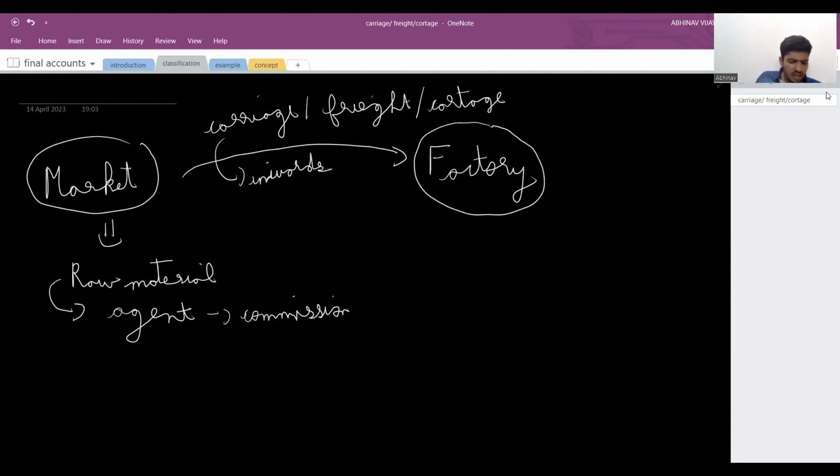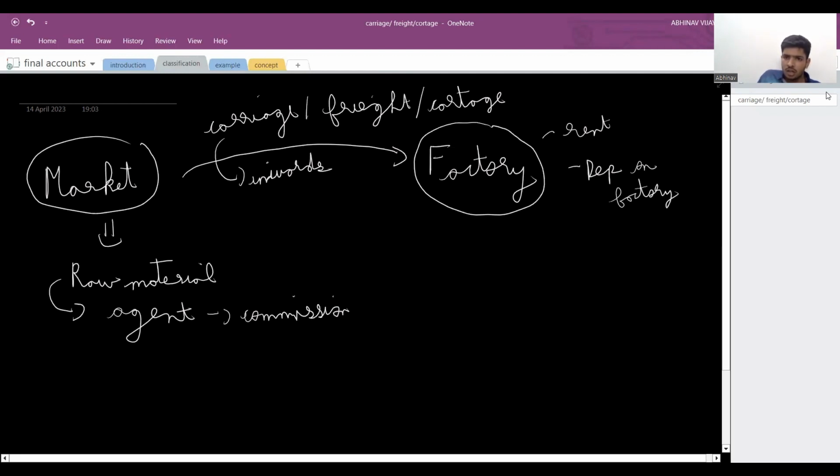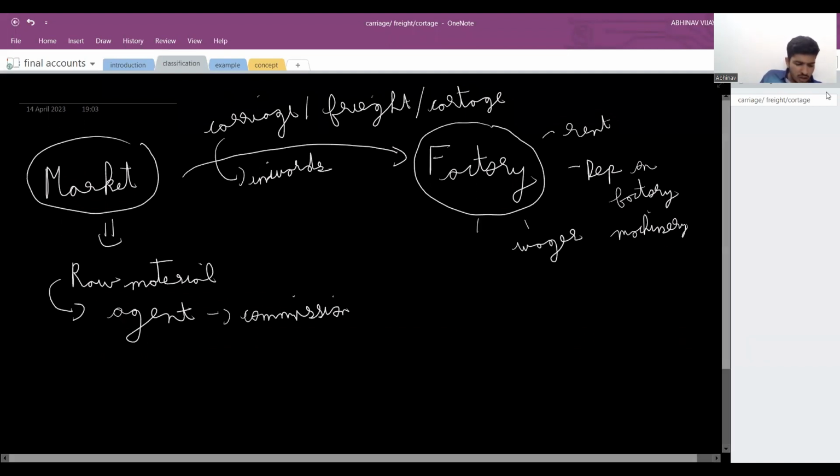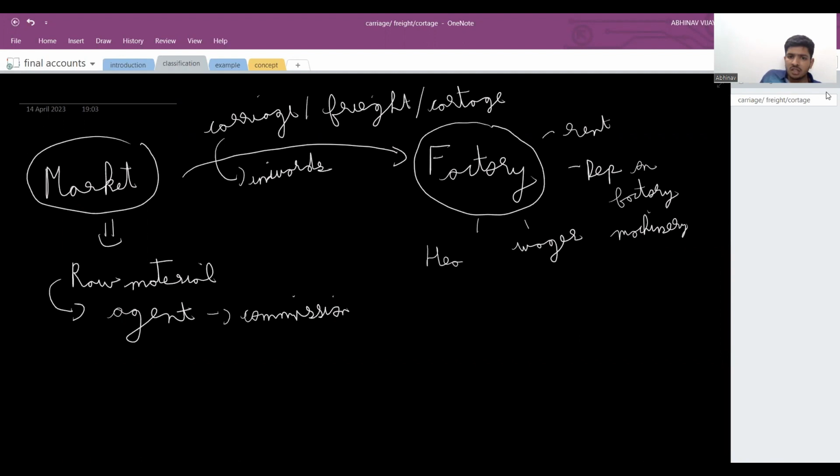So in the factory, there are various expenses. You have to pay rent in the factory. Then there'll be depreciation on factory machinery. Then you pay wages to your workers in your factory. Then you pay heating charges. Heating means it is related to your machinery. That's what heating actually means.